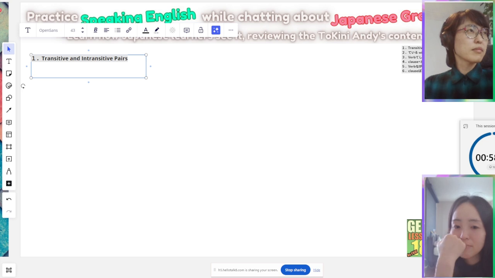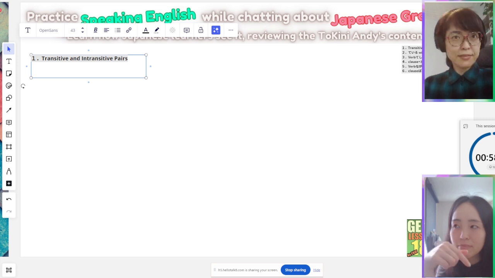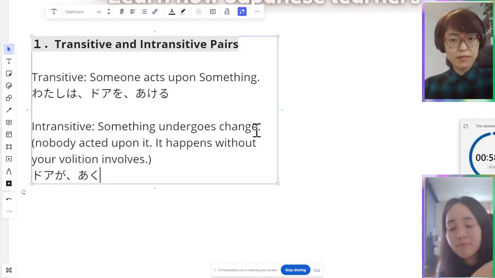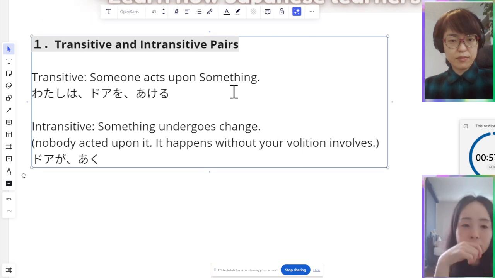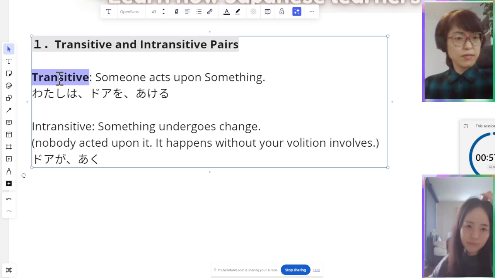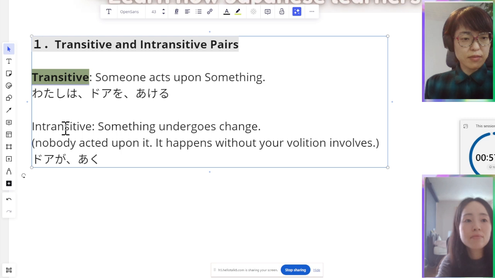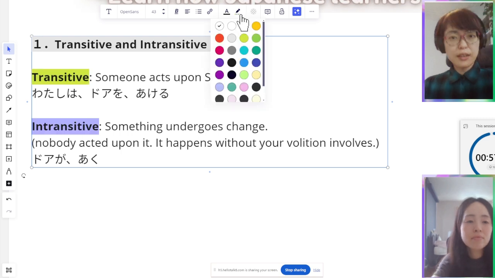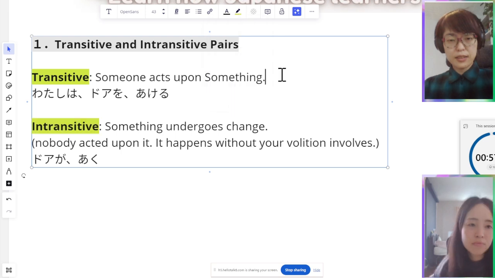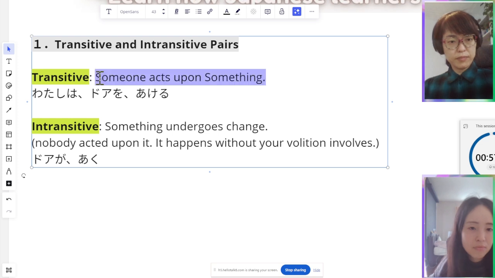Transitive verbs are when someone, a subject, acts upon something else, an object. So a subject acts on an object, that's a transitive verb. For example, 私はドアを開ける. That means I open the door. I act on the door. 開ける is a transitive verb because it involves a subject, in this case myself, acting on an object, which in this case is a door.